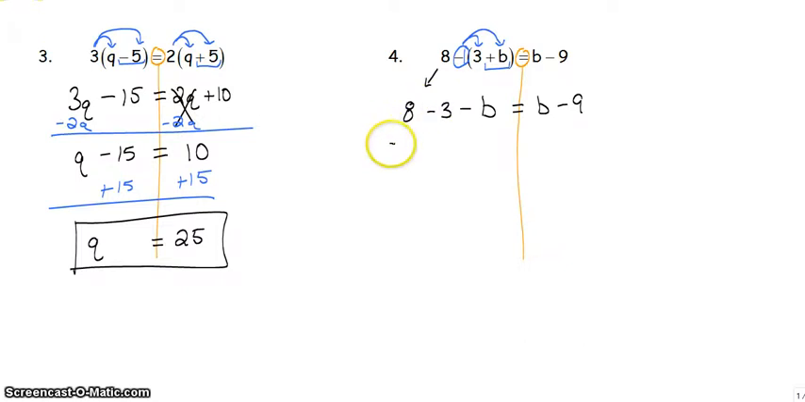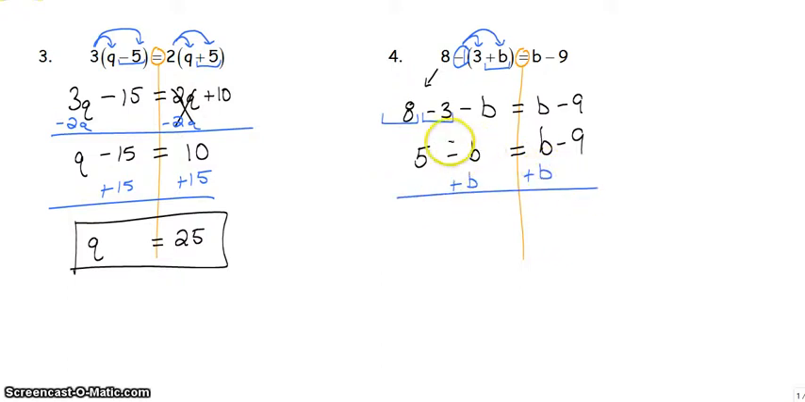I can't start moving my variable until each side is simplified. Here the left side is not simplified. I have a positive 8 and a negative 3 that are like terms. I can simplify those. Positive 8 and negative 3 simplify to a positive 5. Minus b equals b minus 9. Again, I'm in a situation where I have a negative b and a positive b. Again, my recommendation is move the negative b to the other side by adding it. If I have a negative b, I will add a positive b. And I will do that on both sides.